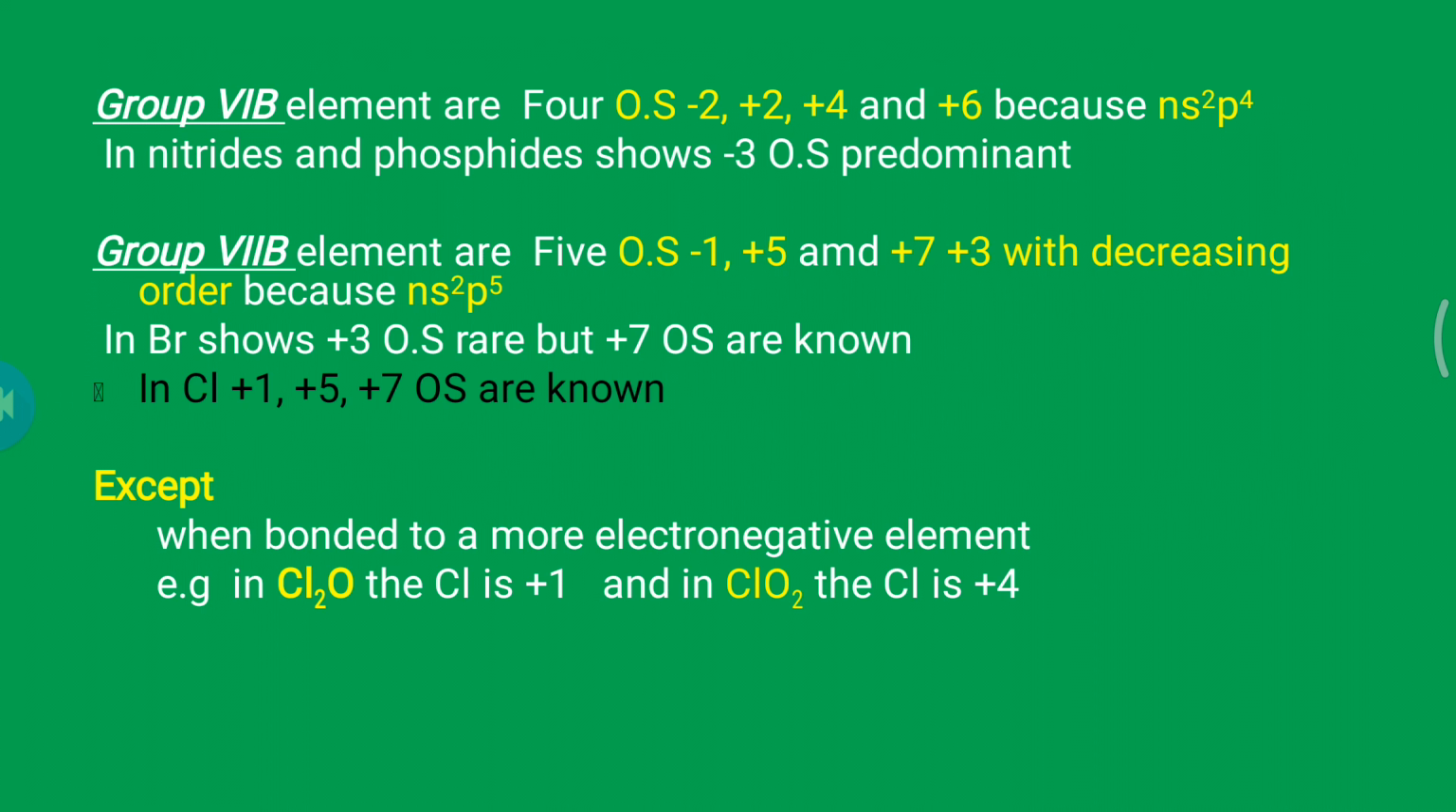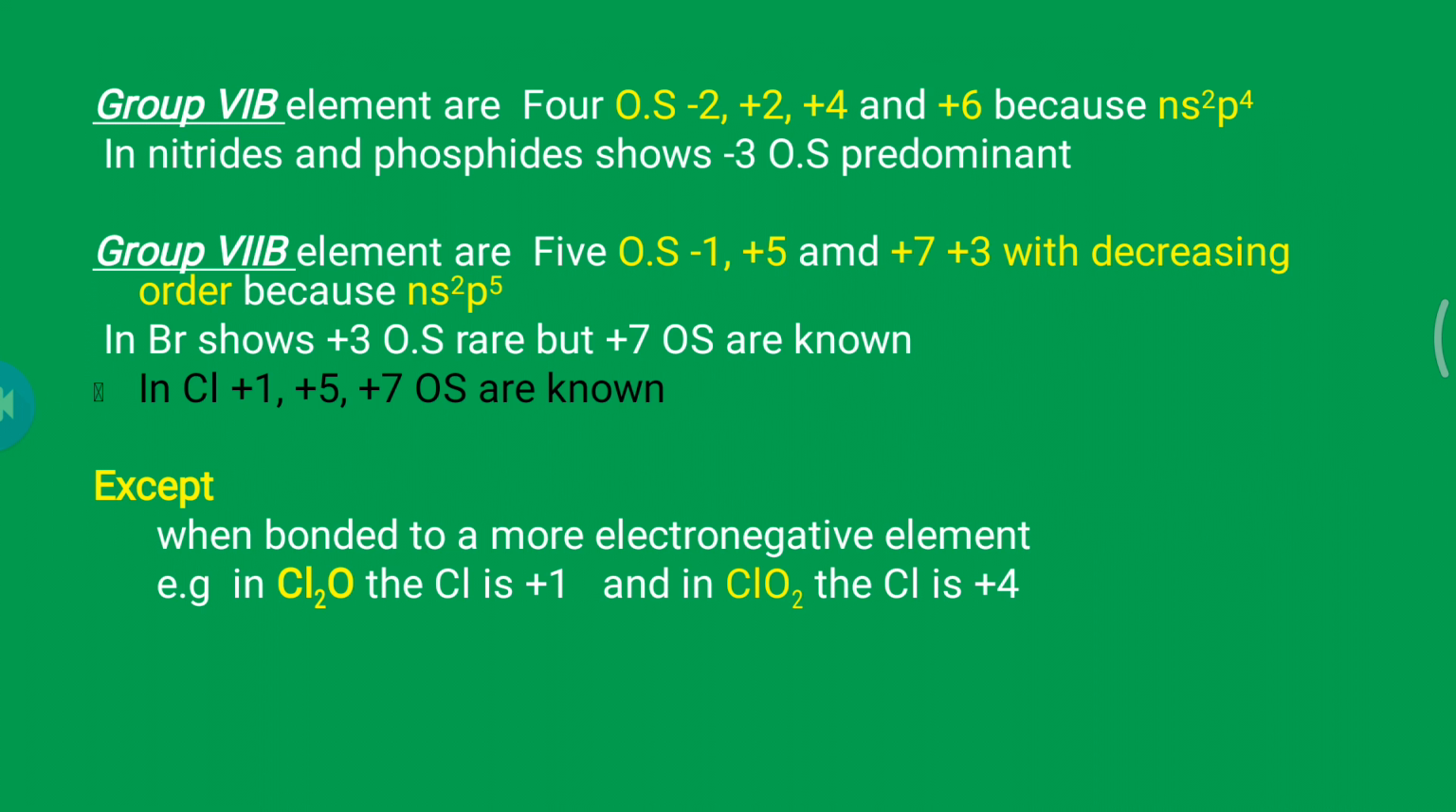Similarly, group 6B consists of oxygen, sulfur, etc. Group 6B elements show 4 oxidation states: -2, +2, +4 and +6. And nitrides and phosphides show the -3 oxidation state predominantly.